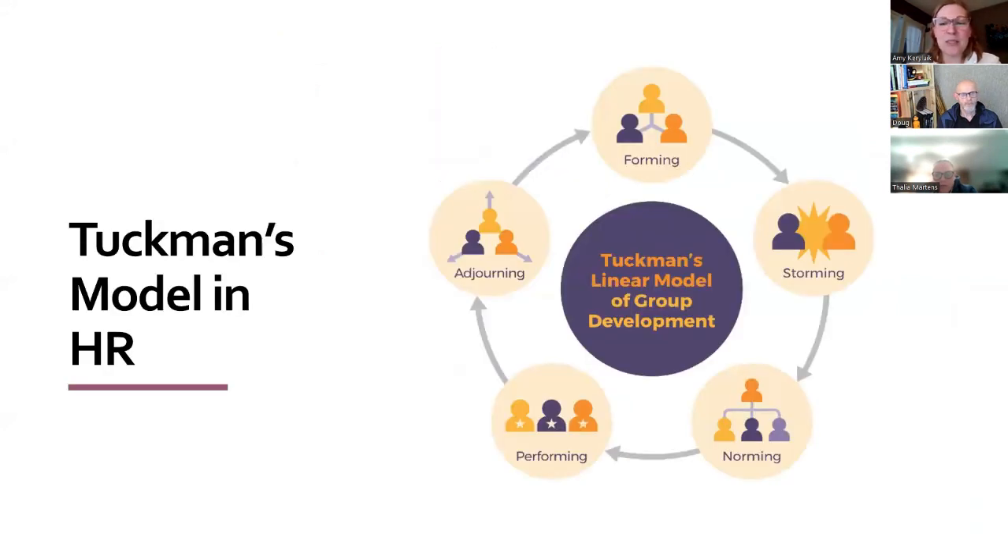So Tuckman's model used in HR talks about the employee life cycle while they're in an organization. And since people join the organization and it's all just one big group or team activity, it makes sense that the employee life cycle would mirror the experiences that an individual would go through in Tuckman's model. So following this, the onboarding process would be your first step, the forming, where the HR team would be introducing that new hire to coworkers and organizational norms and roles.